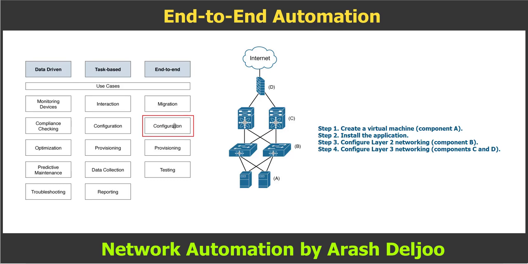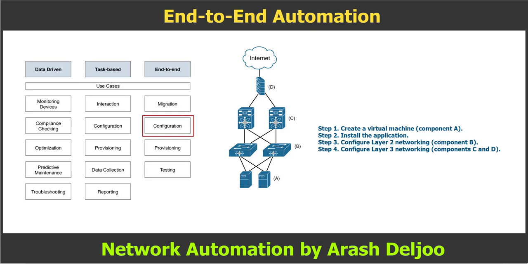Now let me explain about the configuration. Actually, I covered a configuration use case earlier when we looked at task-based automation. However, it is important to highlight that end-to-end configuration is just as valuable, if not more so. Automating service configuration involves a collection of automated tasks. Instead of simply configuring a VLAN on a list of devices, say that you want to run an application on a newly created virtual machine and enable it to communicate.